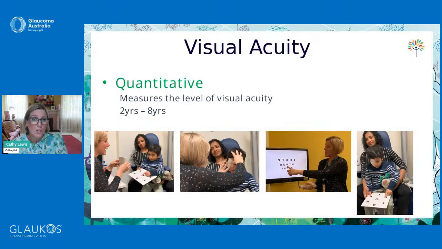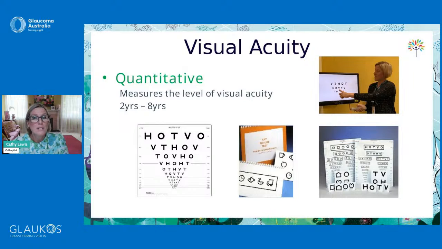And we can test the child's vision in the distance at 3 metres and for near at 40 centimetres. So it's important when testing children, we practice up close first to ensure that the child understands the test. And that way we know that any incorrect responses during the vision testing are due to the child not seeing the symbol rather than not understanding what to do. And here are some examples of common paediatric vision charts that you might see when you're visiting the eye clinic with your child.